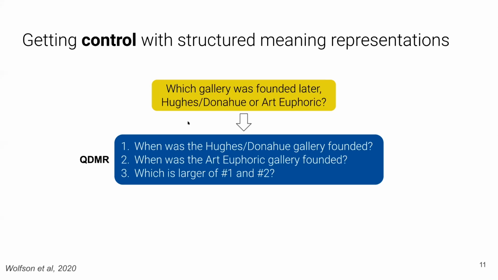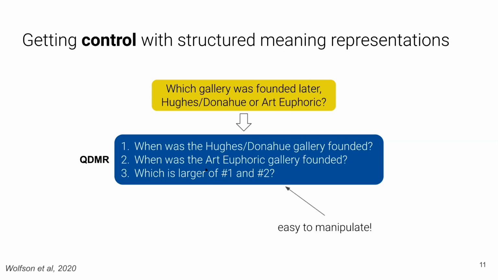So here's an example. Let's say that you have the question, which gallery was founded later, Hugh Donahue or Art Euphoric? Then you have this QDMR decomposition. So what is a QDMR decomposition? Well, it's a sequence of steps, and each one of them is phrased in natural language, and every step also corresponds to a single logical operation.